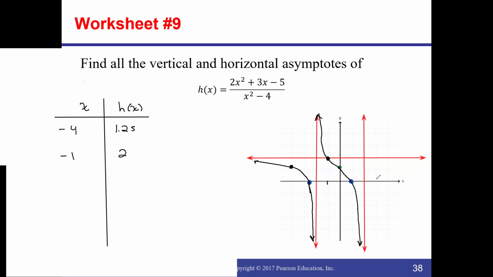Now we don't have any points out in this section. So let's look at 3 and 4. 3 will give me a 4.4 and 4 will give me a 3.25. So about 4.4 would be here, and then 3.25, so about there. And I'm expecting I'm running along these asymptotes. And that is exactly what the graph looks like. I have it up on my phone here.